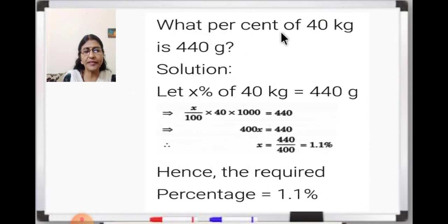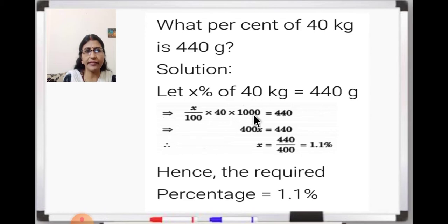Now next question, what percent of 40 kg is 440 gram? So we have to find out percent. So let x percent of 40 kg is equal to 440 grams. So we have to find out this x here. So what we'll write next step, you know percent means we have to multiply x by 1 upon 100. So we can write x into 1 upon 100, or directly we can write x upon 100 into 40. And then what you will do here, this is given in kg and this one is given in grams. So we have to convert kg to grams.